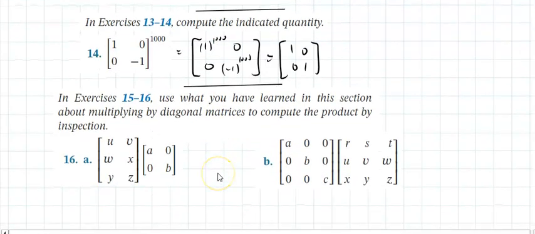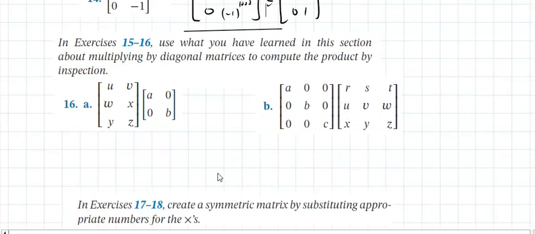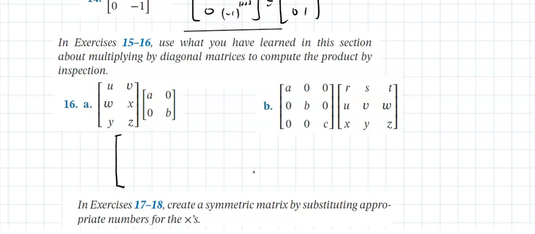And use what you learned in this section about multiplying. Well, if I'm going to multiply this, this is a matrix being multiplied by a diagonal on the right. If you multiply by a diagonal on the right, then you're going to really multiply the columns, if you recall, and that will be an A, B, B, B, and that's pretty much it.